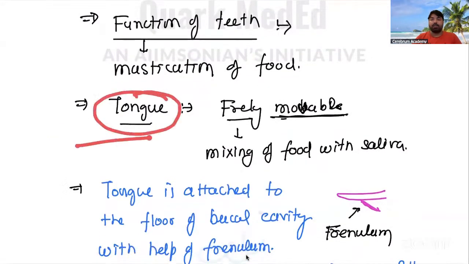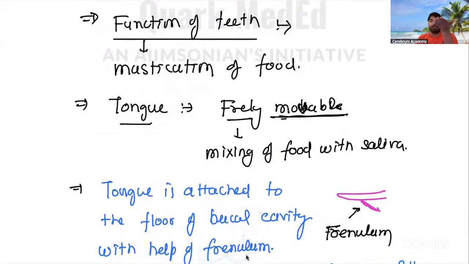And then the tongue. Let's say this is the floor, and the tongue is attached to the floor of the buccal cavity like this. So it can move left and right. Sometimes it can go up, or you can retract it. So it is connected to the floor also.